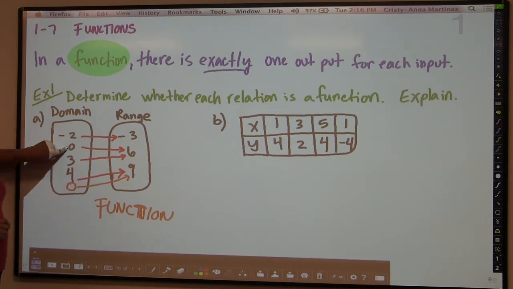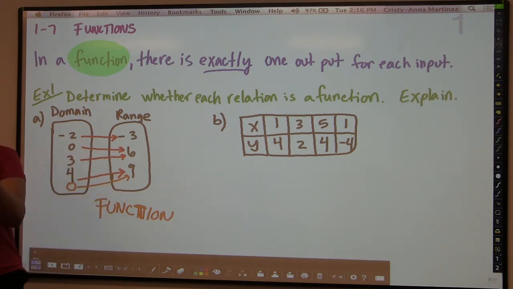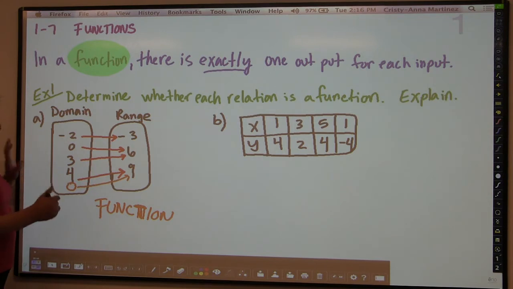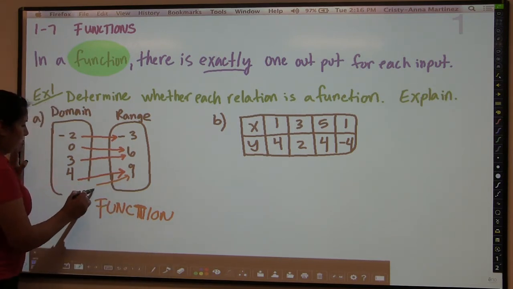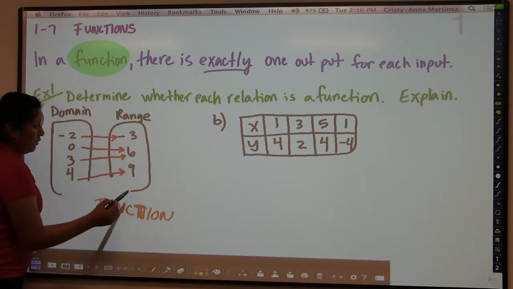This is saying that 0 goes to 6 and 0 goes to 9. So you have one x value, the x value being 0, that is going to two different y values. That is wrong. You cannot have the same x value go to two different y values. But you can have two different x values going to the same y value. That's okay. So in this case, this is a function. So I'm going to erase this little 0 that I put here because that's not part of the original problem.